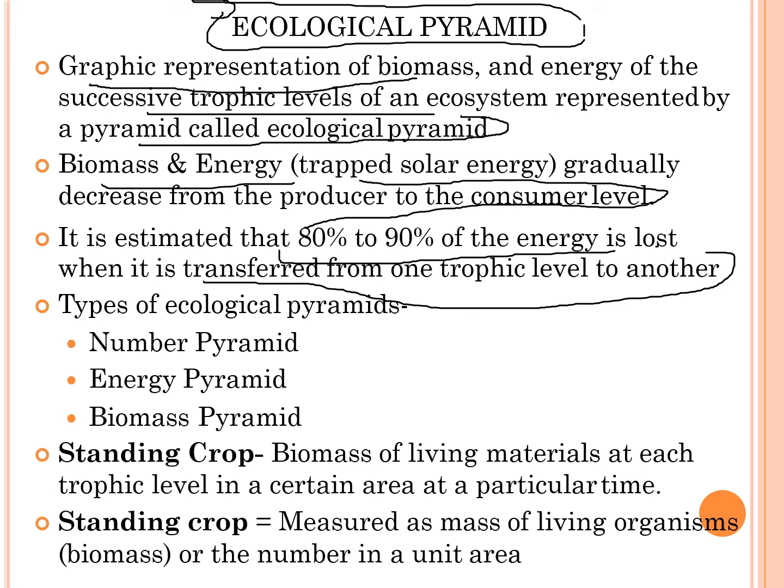There are three types of pyramids. As you can see, we have number pyramids, energy pyramids, and biomass pyramids. Then we have two more things, the first being the standing crop.